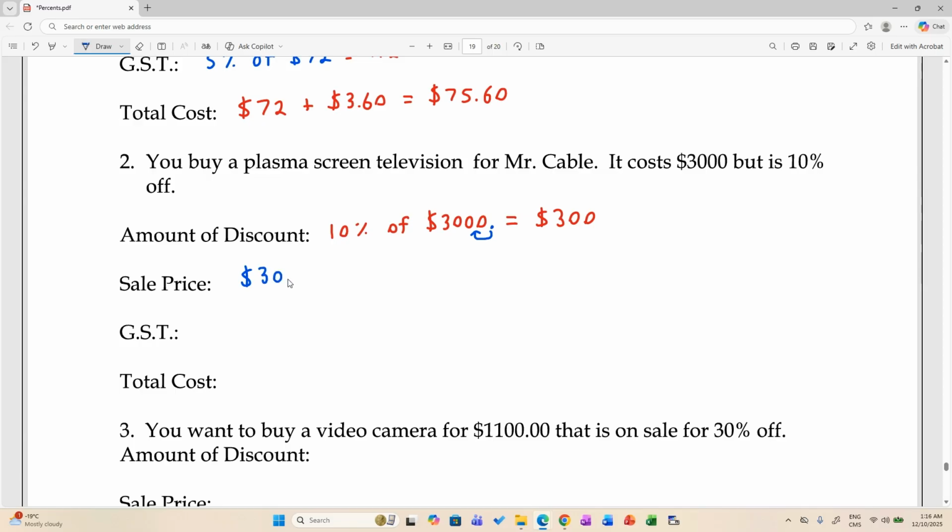Originally I had to pay $3,000 for the TV, but if it's 10% off, I'm basically subtracting my discount, which is 10%, which is $300. So I'm going to pay $2,700 for the TV now.